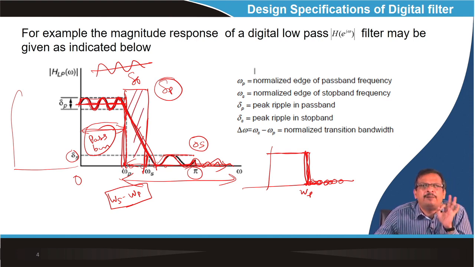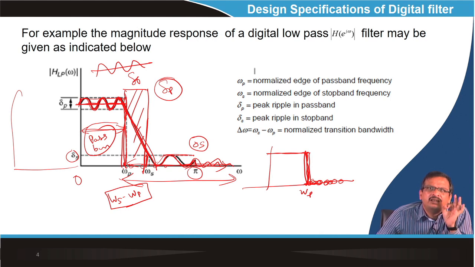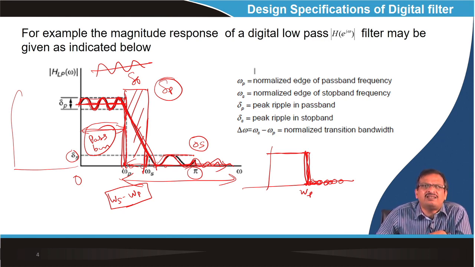So in any filter that I want to design, there will be a pass band ripple, a stop band ripple, and a transition bandwidth. And omega p is the normalized pass band frequency, and omega s is the normalized edge frequency of the stop band.